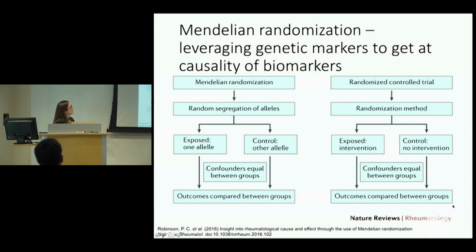All right, Mendelian randomization. Mendelian randomization can be used to leverage genetic variance to get at causality of biomarkers, and this is akin to doing a randomized control trial because at meiosis, your alleles are randomly given to a gamete, and so there's this randomization step during meiosis. And so we can use this to get at causality of biomarkers.